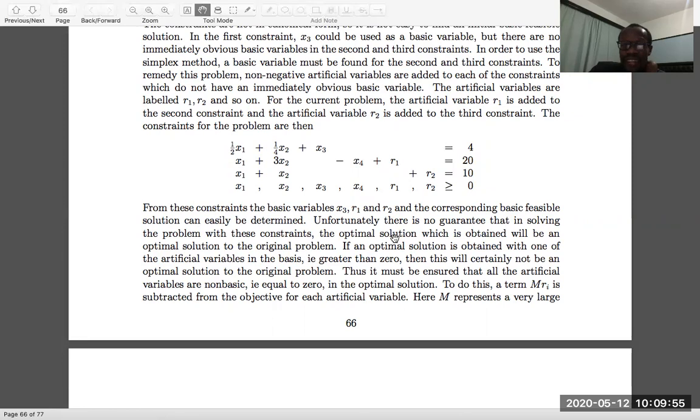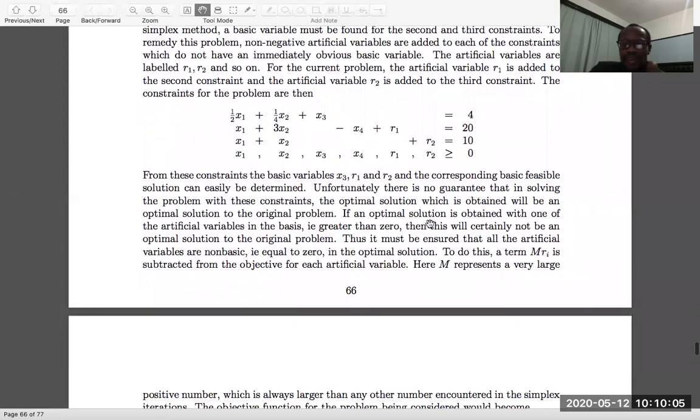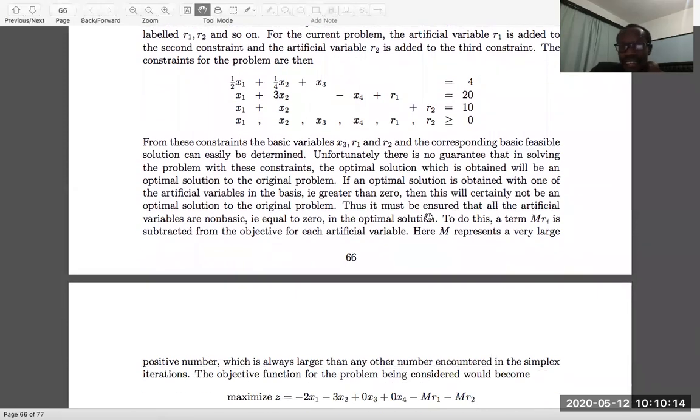Unfortunately, there is no guarantee that the optimal solution obtained by solving the problem with these constraints will be an optimal solution to the original problem. If an optimal solution is obtained with an artificial variable in the basis greater than 0, then this will certainly not be an optimal solution to the original problem. Thus, it must be ensured that all artificial variables are non-basic, i.e. equal to 0 in the optimal solution. So in the optimal solution, we must make R1 and R2 equal to 0.